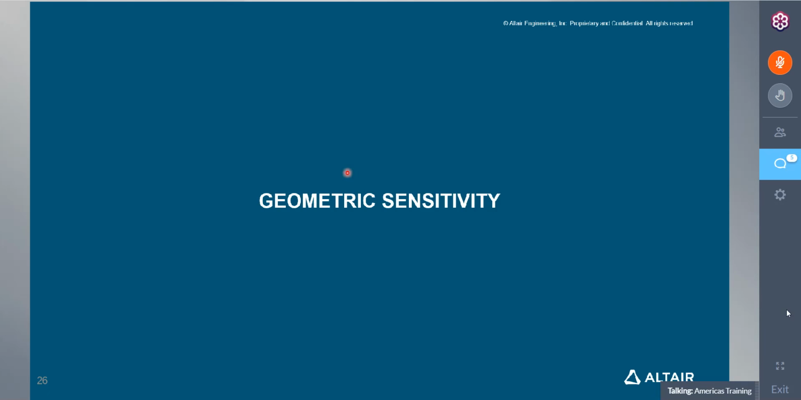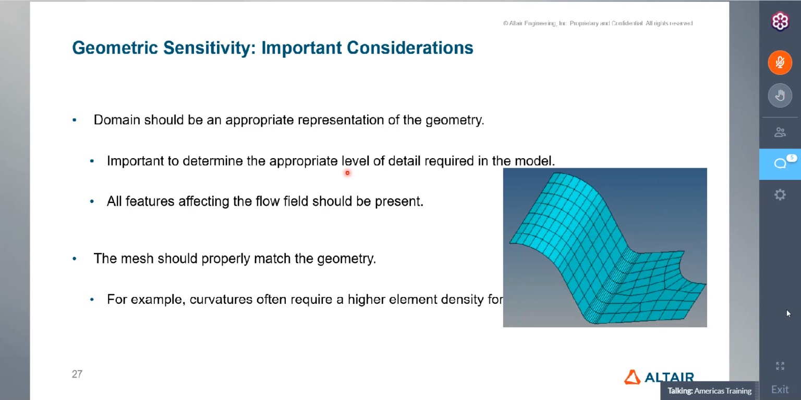Now, there's different types of sensitivities. One thing is geometric sensitivity, and what I mean by geometric sensitivity is simply how good your geometry is. So making sure that the geometry, in some cases the actual fluid, is created correctly, and there's nothing that could cause meshing errors or meshing problems.